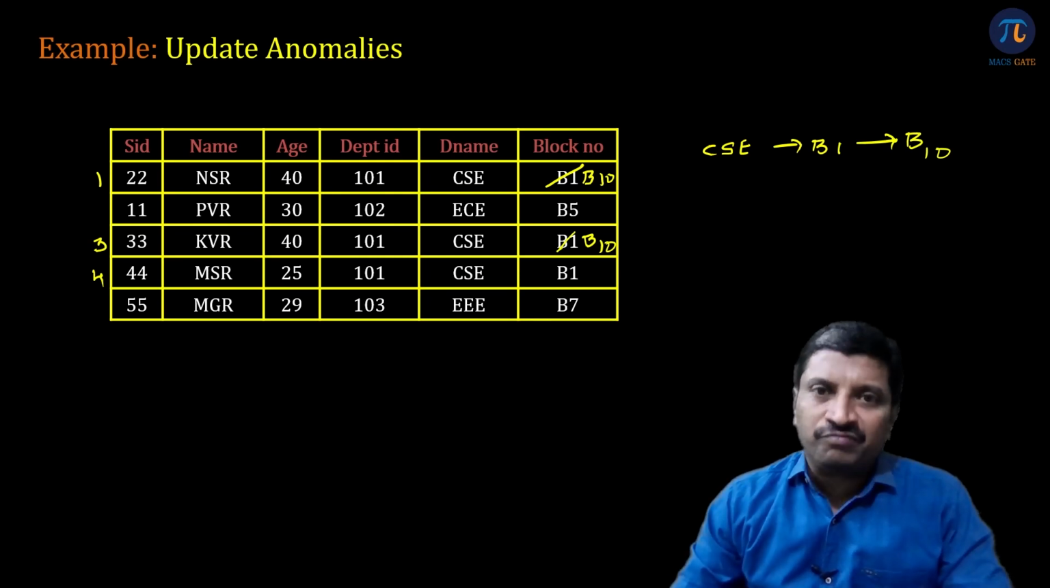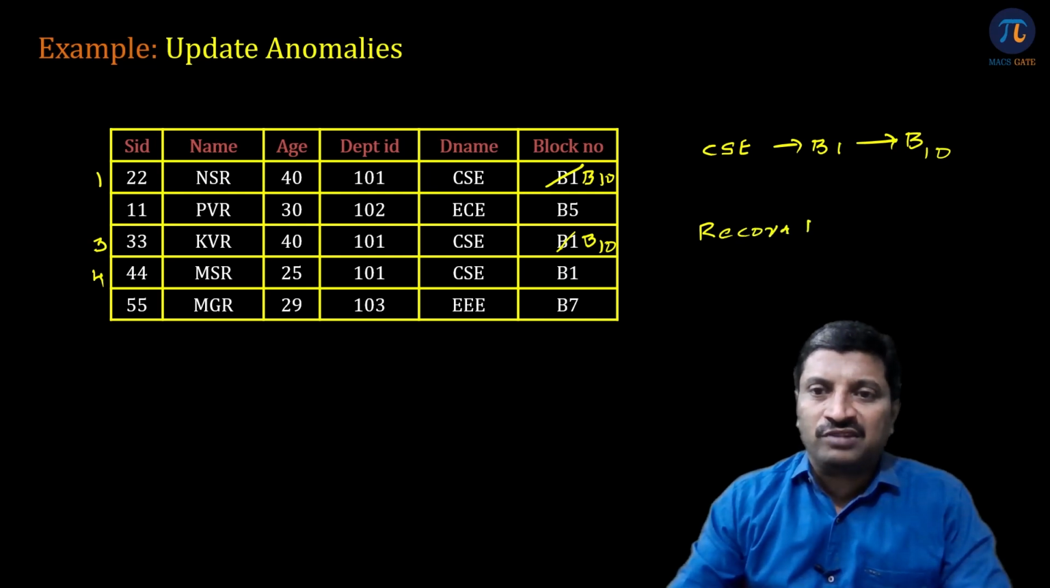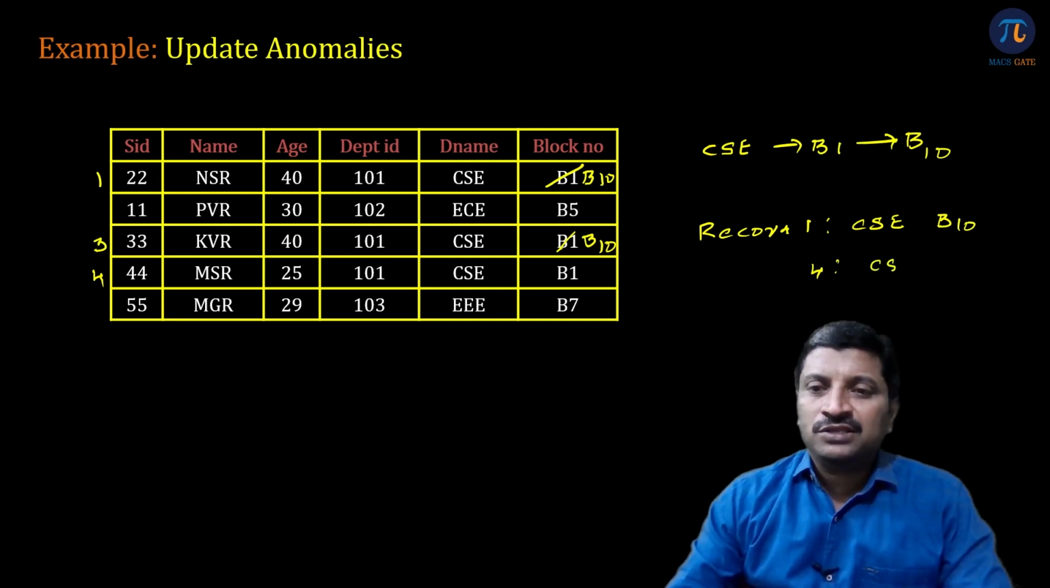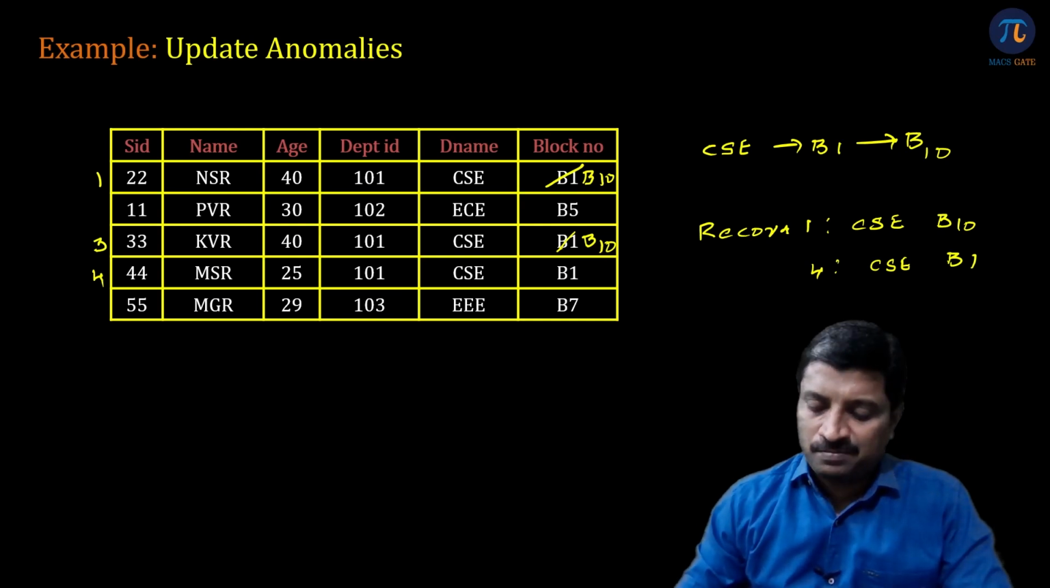Suppose that we forgot to update the fourth record. Then what will happen? Record 1 will say the CSC department is present in block 10, whereas record 4 is saying that the CSC department is present in block 1. This is an example of update anomalies.